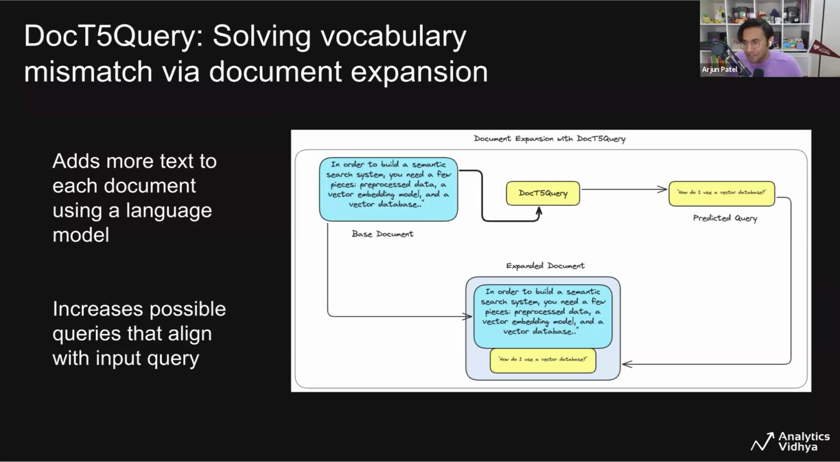Now the trick is, how do you do this at scale? So what these researchers did is they used something called T5, which let them generate text that would be potentially relevant to a document, appended that to every document, and created these expanded documents.